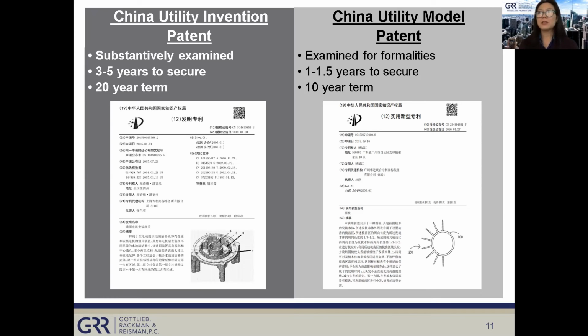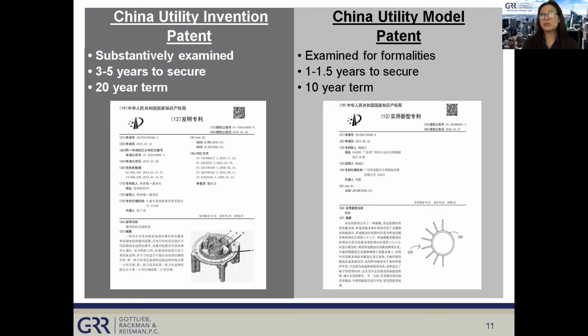The term of protection is also shorter. It is only 10 years for a utility model patent and 20 years for a utility invention patent. So why do I want to point out the China utility model patent? It is the speed of protection that is most important here. Instead of waiting for 3 to 5 years, you can secure protection in less than 1.5 years.